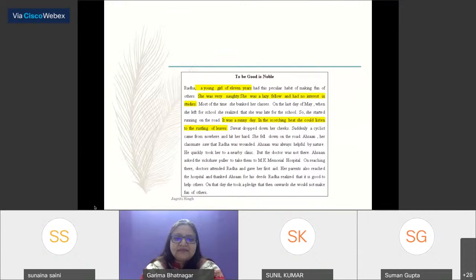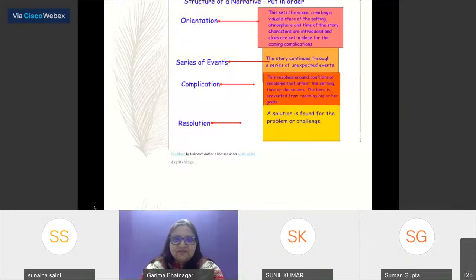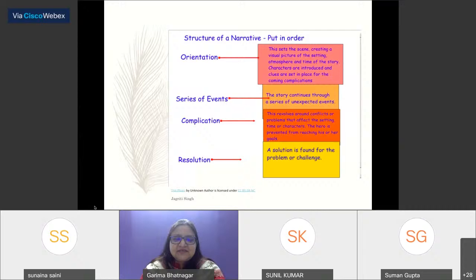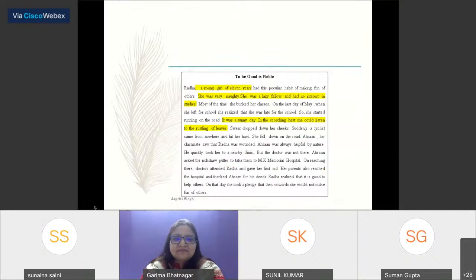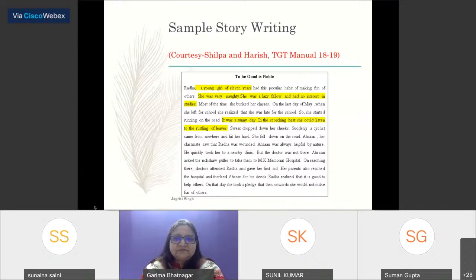This is a sample story. You could see the parts marked in yellow are the ones that we discussed just now: scenes, events. So there was this TGT manual which was done in 2018-19, and two of our friends, Shilpa and Harish, did this story.